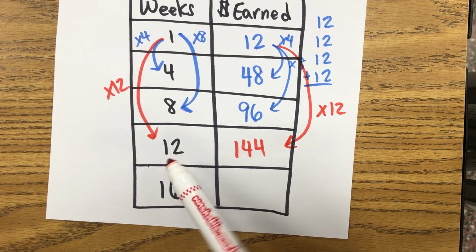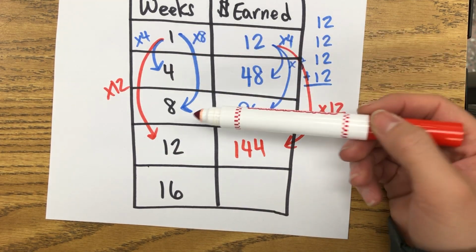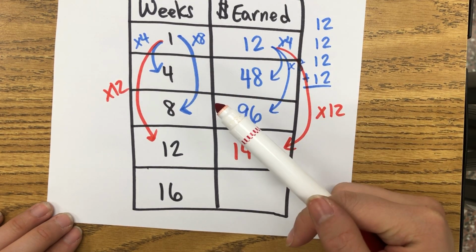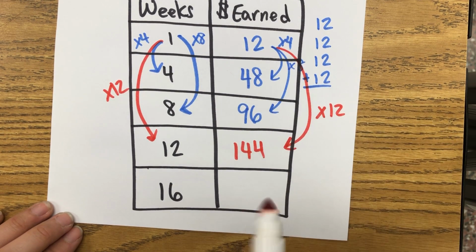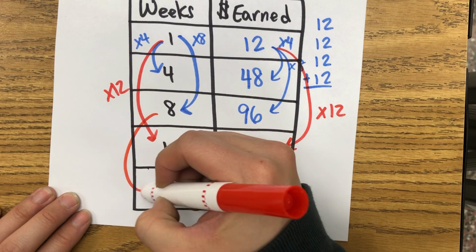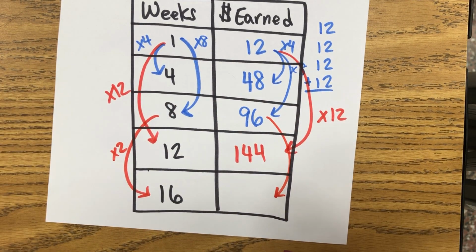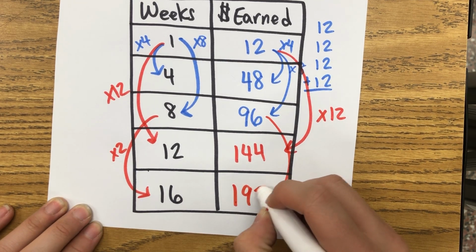Can I jump from 12? Can I jump from 8, 4, or 1? I could jump from 8. I could jump from 4 or 1. Just to show you that they're all the same, if I jumped from 8 to 16, that's times 2. So let's see, 96 times 2 is 192.